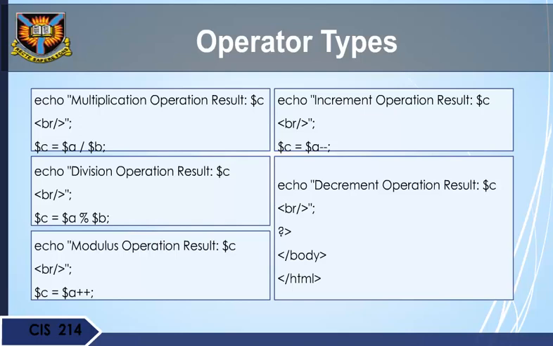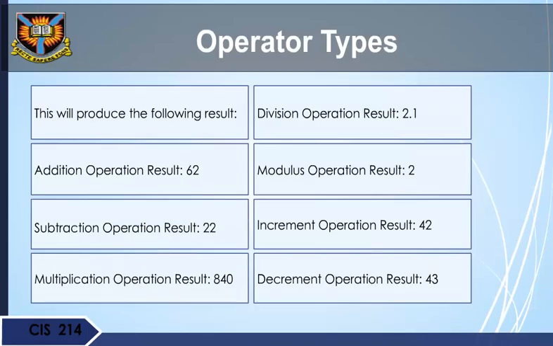Echo decrement operation result. This will produce the following result: addition operation result 62, subtraction operation result 22, multiplication operation result 840, division operation result 2.1, modulus operation result 2, increment operation result 42, decrement operation result 43.